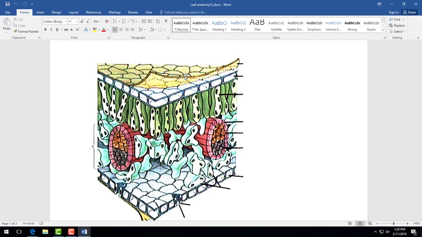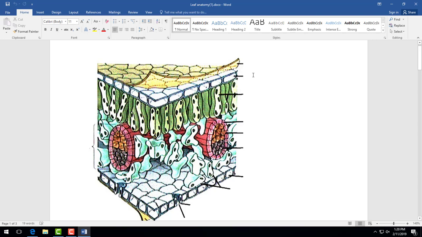Because we don't want to see a lot of water loss through a plant. We see some of that. It's called transpiration, but we don't want to see a lot of water loss. So that's a waxy, waterproof, protective covering called the cuticle. And then the next layer of cells is called the upper epidermis. So the next layer, these flattened cells here, this is the upper epidermis.